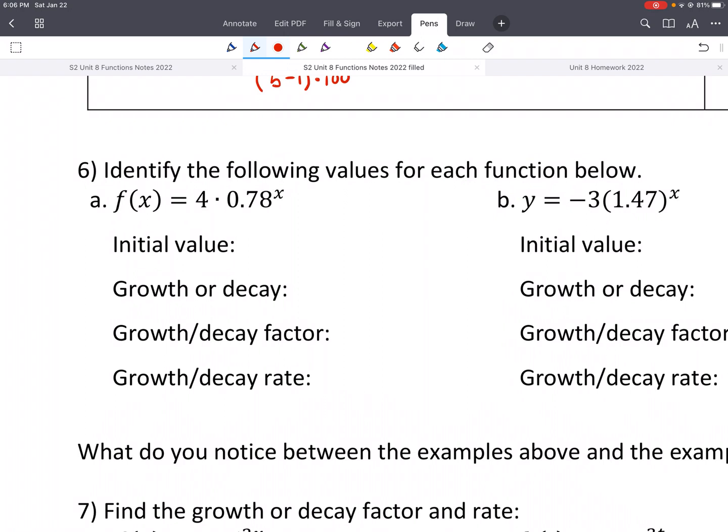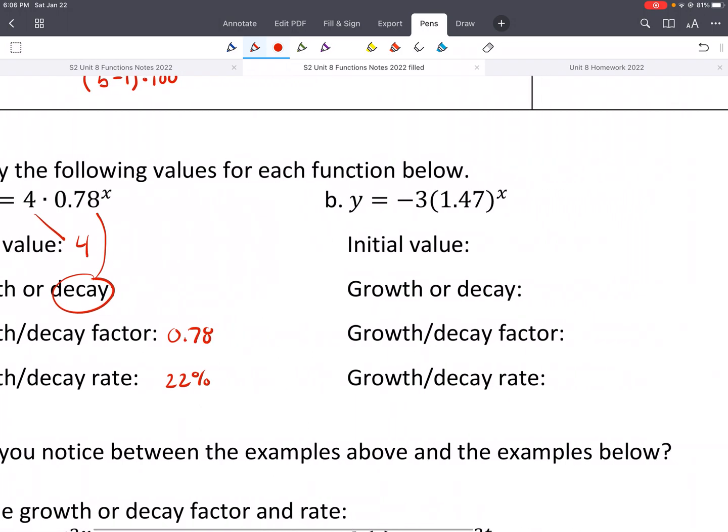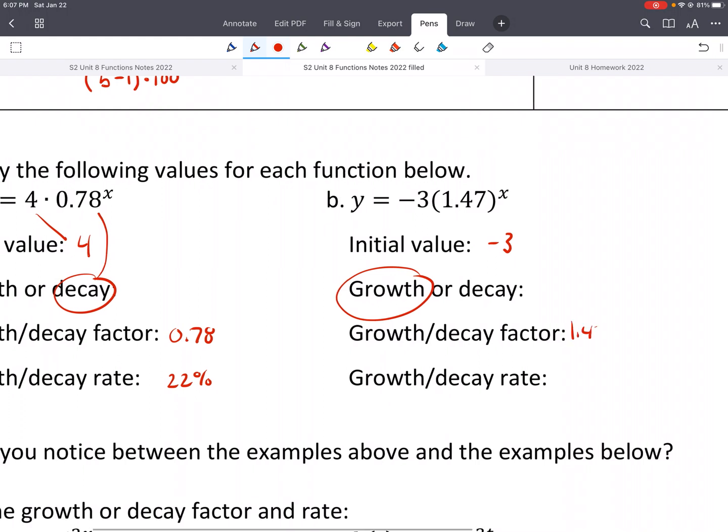So the initial value, bam, 4. Growth or decay, it's decay because it's less than 1. Its factor is 0.78, and its rate, again, is the difference from 1. So what would you have to add to that to give you 1? Well, it would have to be 0.22 or 22%. And then here's an example of growth. Its initial value is -3. Its factor would be 1.47, and then 47%.